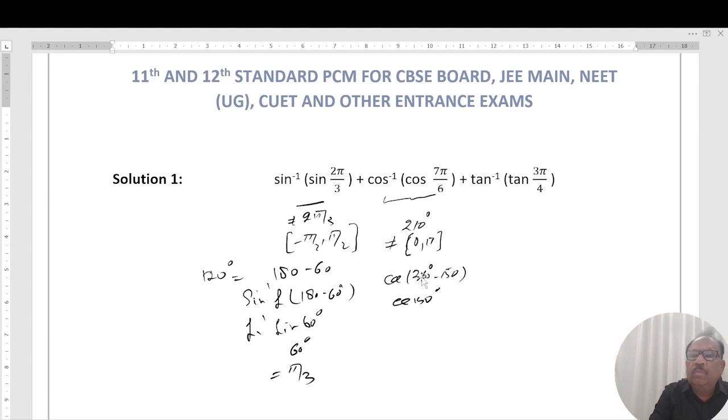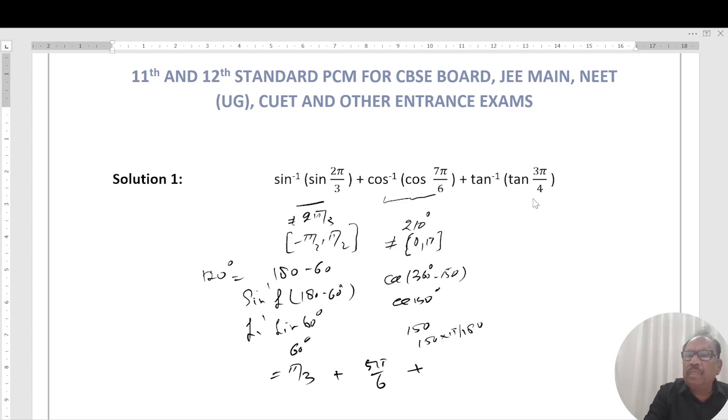So therefore cos of inverse cos 7 pi by 6 can be written as 150 degree. 150 degree means 150 into pi by 180. That comes out to be 5 pi by 6, right? That comes out to be 5 pi by 6 plus.